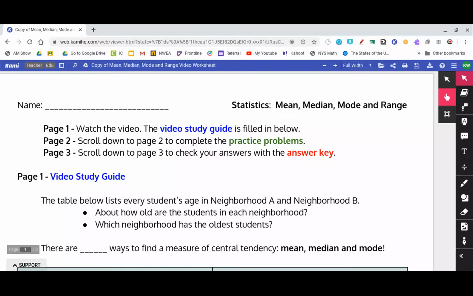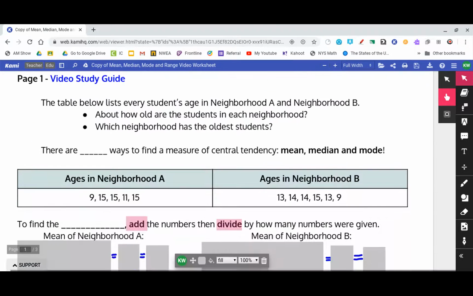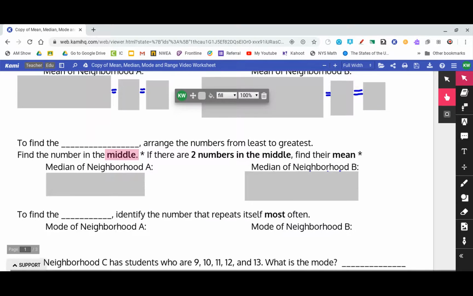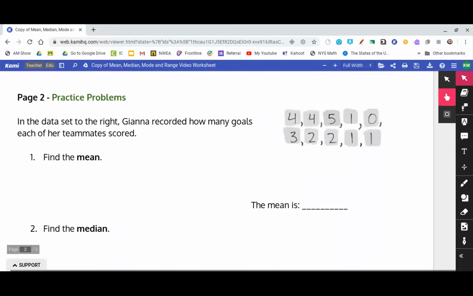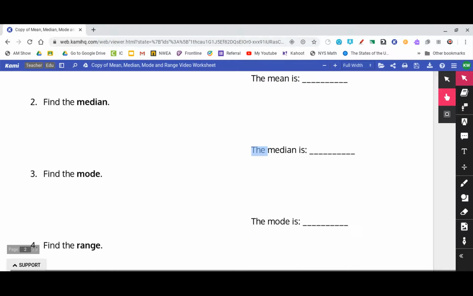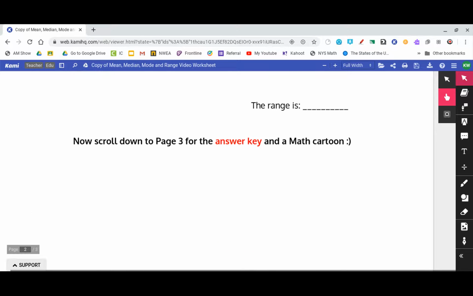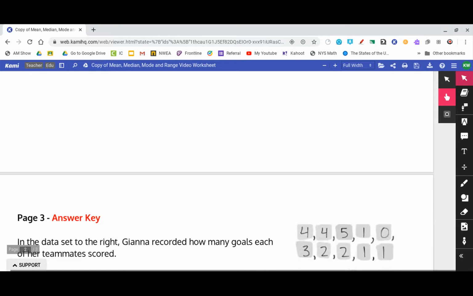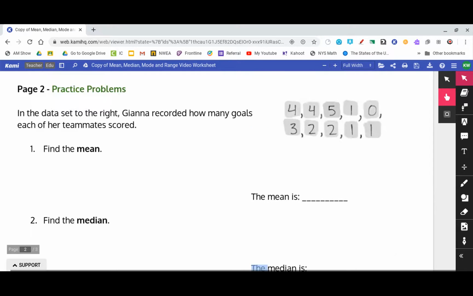Hi guys, today I'm going to go over how to find the mean, median, mode, and range of a data set. On the first page, I'm going to go over a video study guide, and I'd just like you to follow along. Then I'd like you to go to page 2, where you're going to complete some practice problems on your own. And after you complete the practice problems, please go to page 3, where there will be an answer key. All right, so let's go ahead to page 1.